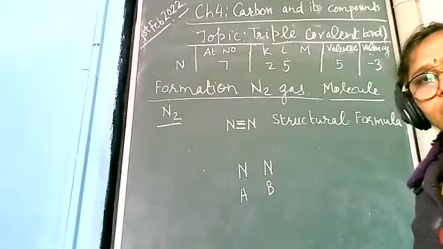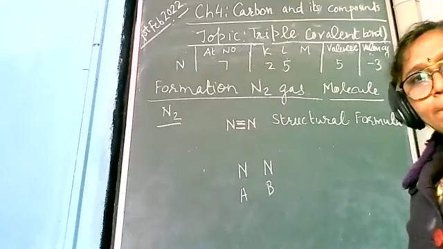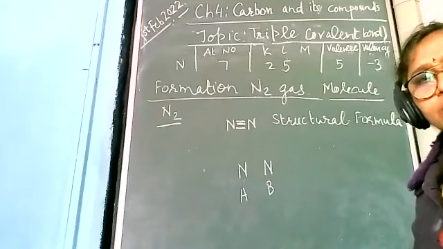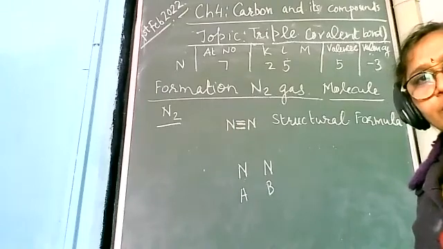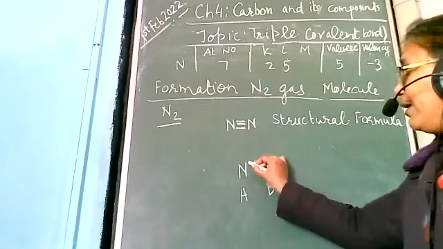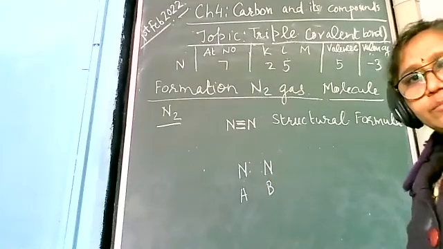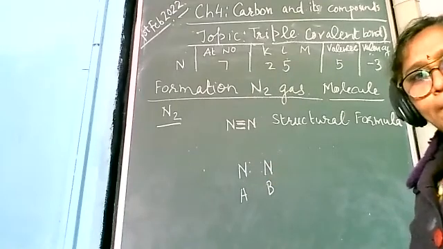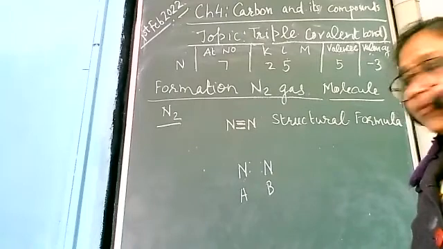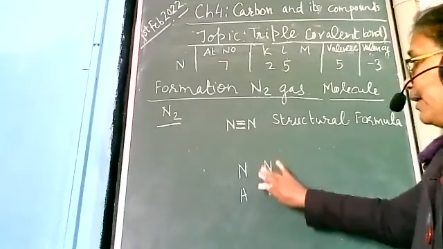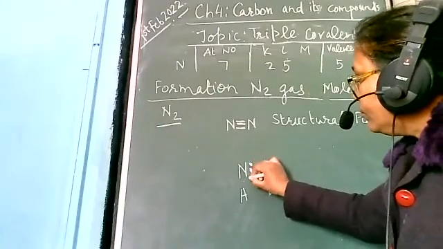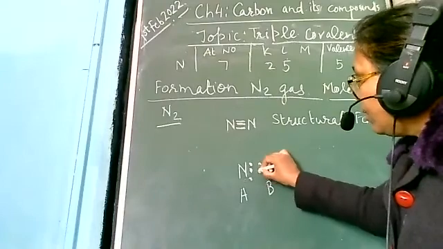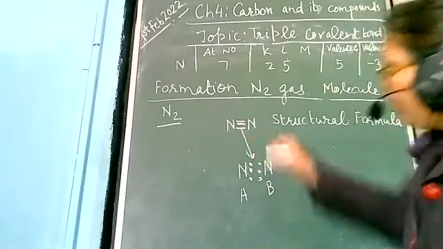Is Gaurang correct? Rajat Rathore? How many electrons should I write in between? 3. I need to write 3. Why 3? Because there is a triple covalent bond.